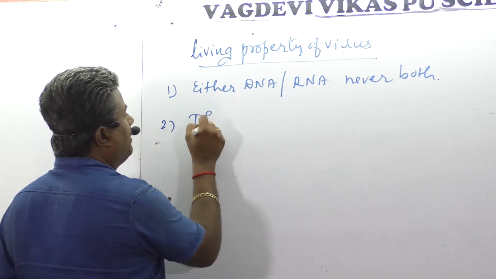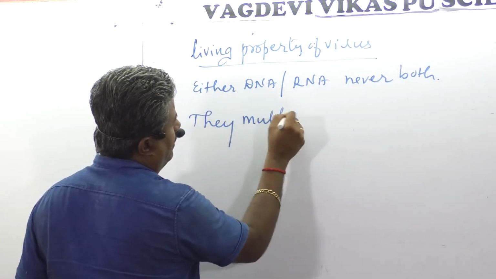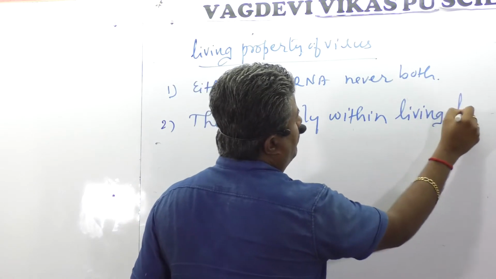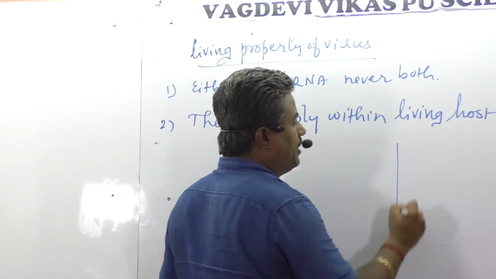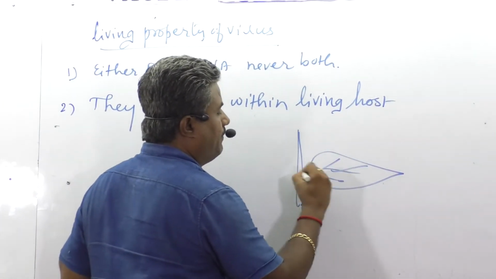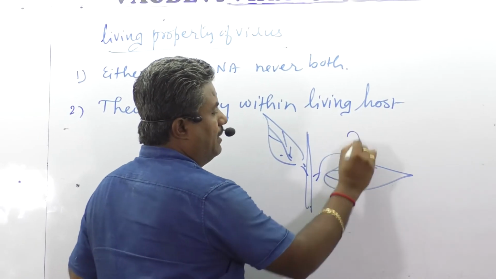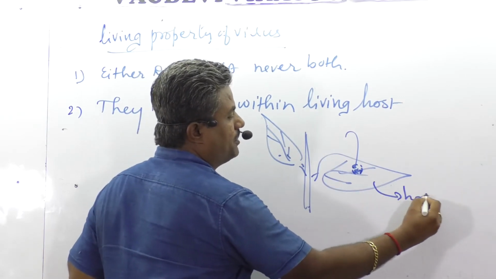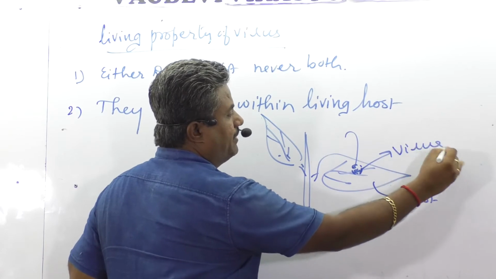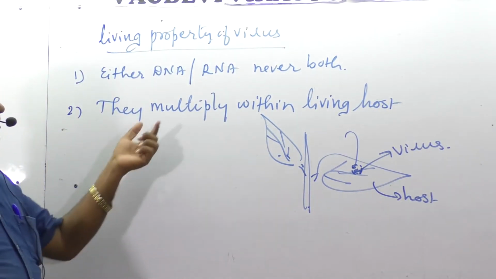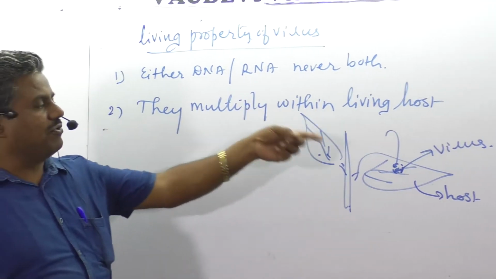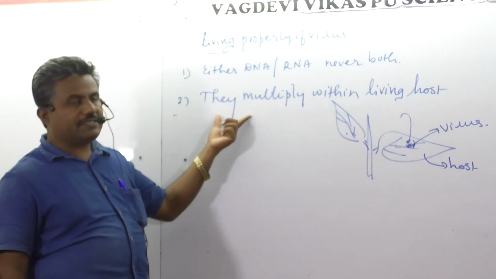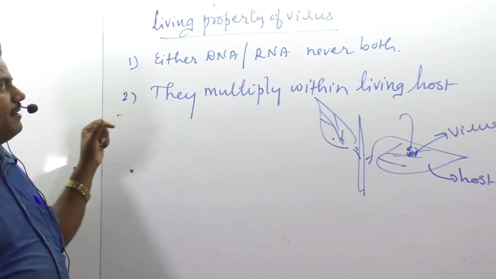And they multiply within a living host. Today, consider there is a plant pot. This is a leaf. If the virus falls on it, it starts to multiply. So this is the host and this is the virus particle. Virus can multiply within the living host only. That's why it is a living property of virus.